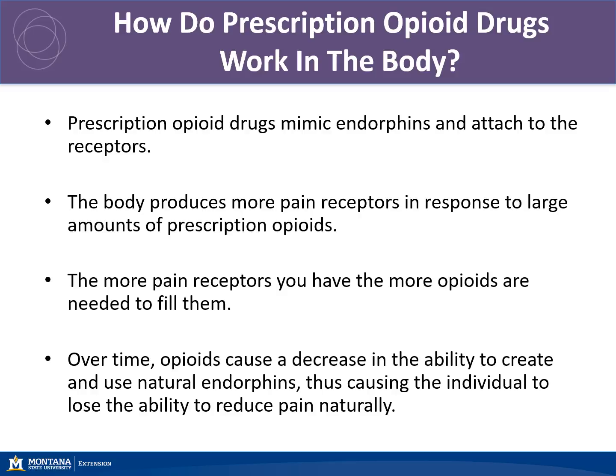Opioid-based prescription drugs, whether they are natural, synthetic, or semi-synthetic, are designed to mimic your body's natural endorphins. When you use large amounts of prescription opioids, such as for long-term pain, the body produces more pain receptors, or docking stations, along nerve endings, thus creating the need for more prescription opioids to fill those docking stations. When opioids attach to pain receptors, they block the pain signals sent from the brain to the body and release large amounts of dopamine throughout the body. This release strongly reinforces the desire to take the drug again and again.